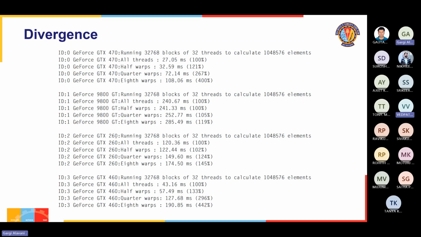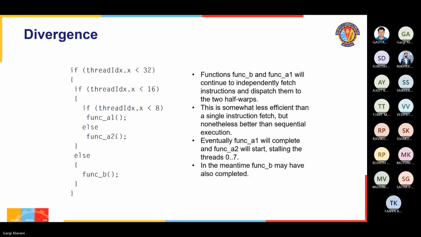Ma'am, can you please repeat that one more time? That wasn't clear. The divergence part, particularly once we get inside that if and else, A1 and A2, that portion particularly.